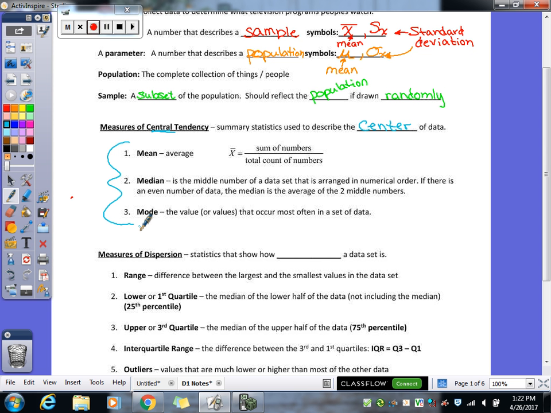Median is your middle number. And mode is the one that occurs most often. What is there the most in your data set? Those three numbers give us our measures of central tendency. A lot of times they like to ask you which measure is the best measure of central tendency. Your mean is your best measure when there is no outlier.